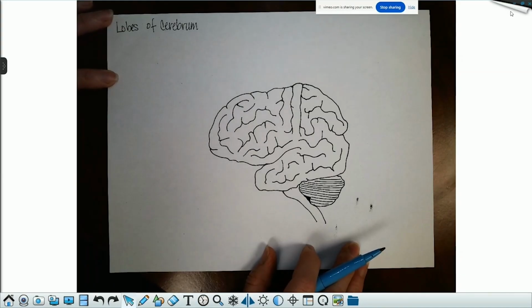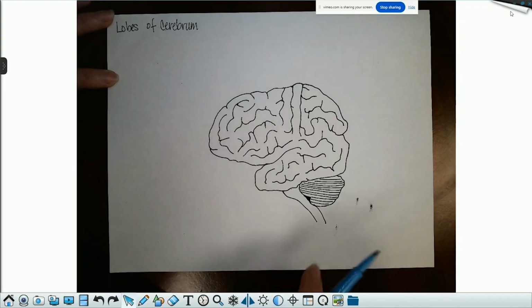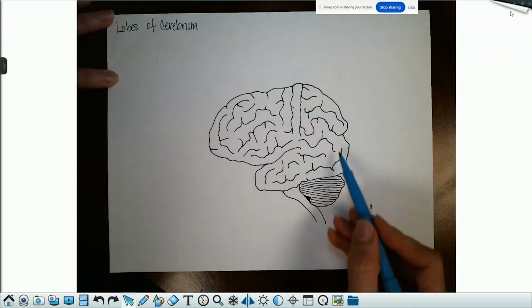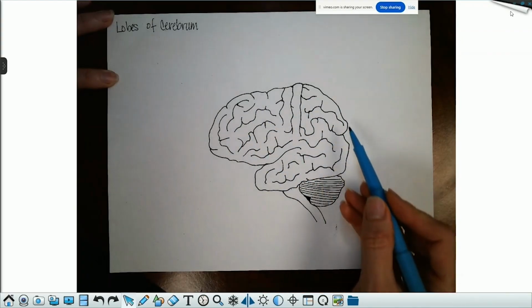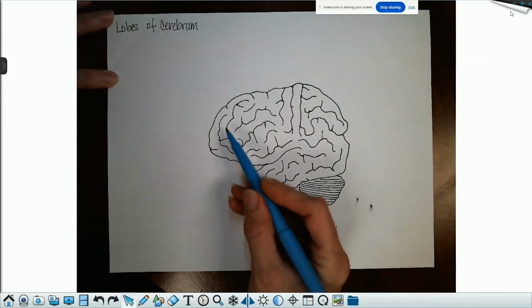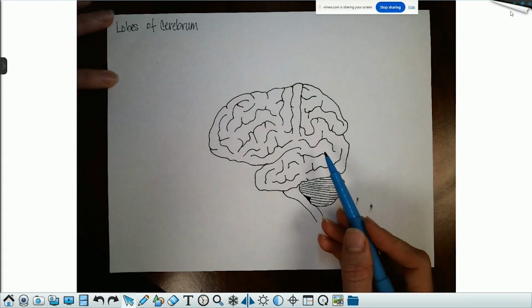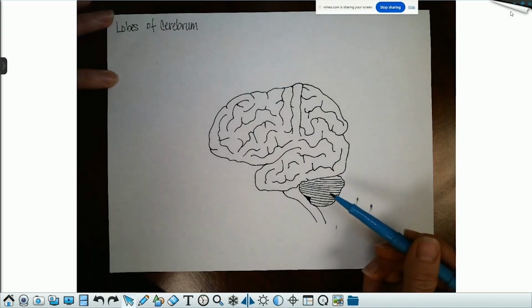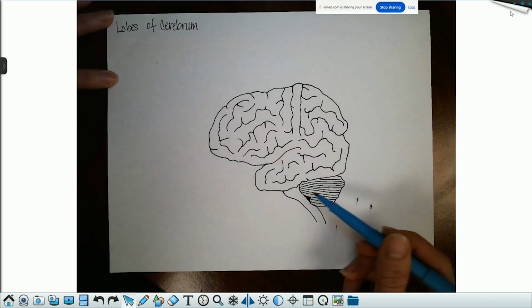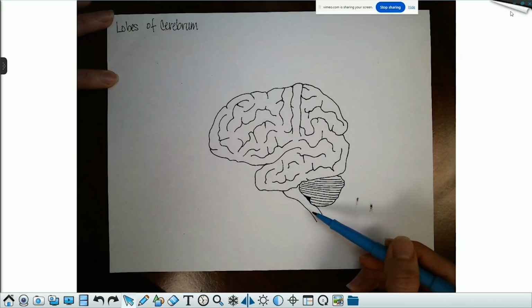We're going to start with the lobes of the cerebrum. The cerebrum is the largest part of the brain, constitutes a gray area on the surface of it, which is called the cortex, and then deep to that is the white matter. So it's just the opposite of the spinal cord. We're also going to look at the cerebellum, and we'll spend time on the brainstem as well.